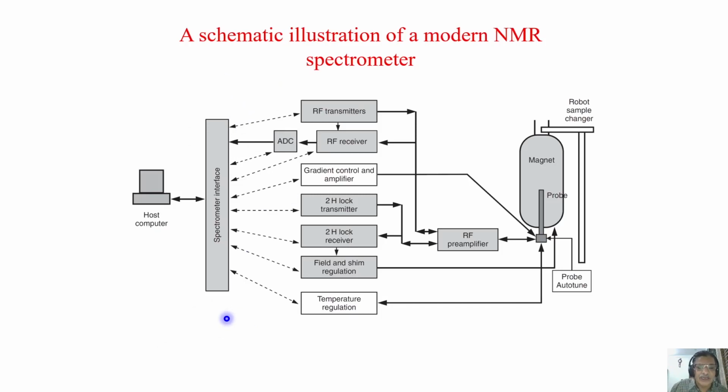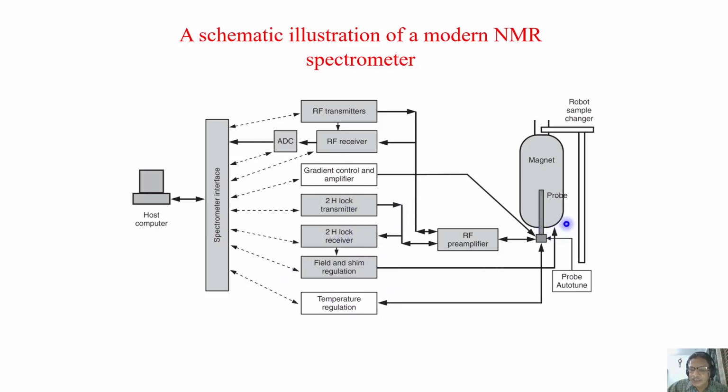Various functions are carried out, and this is a host computer where your time domain data, frequency domain data, pulse programming, various things can be monitored. Of course, a major important component of the spectrometer is the gradient control. Most important is a 2H lock. We have a deuterium lock to prevent the field from drifting. We have a lock transmitter, a lock receiver, and, important, field shim regulation.